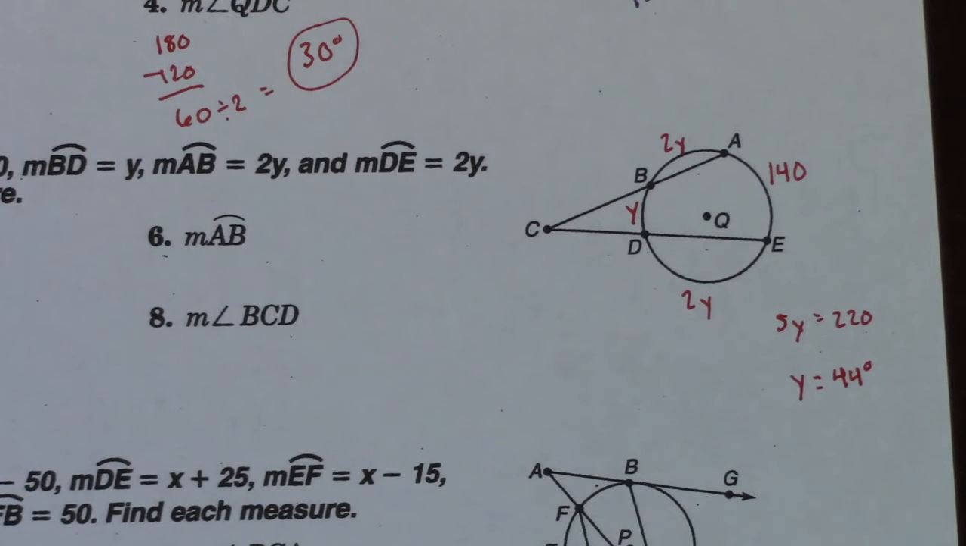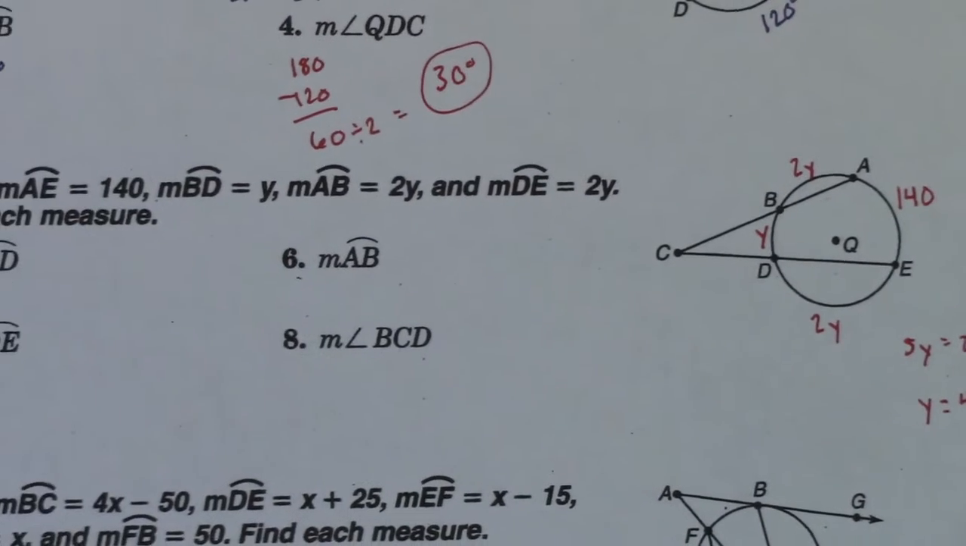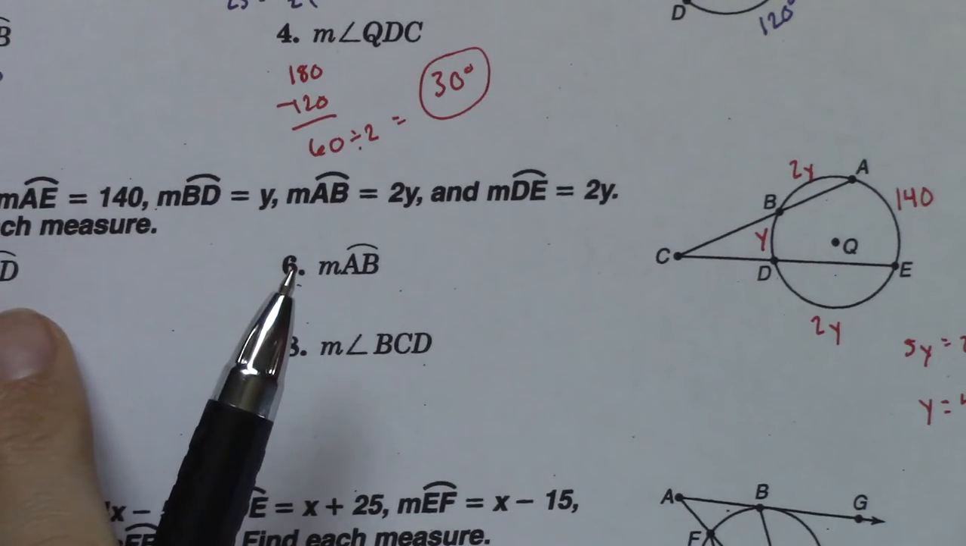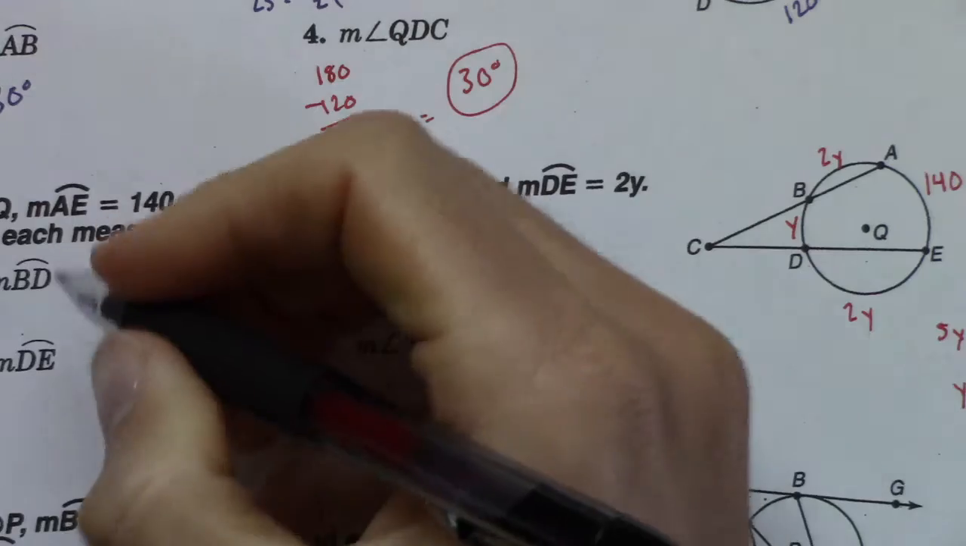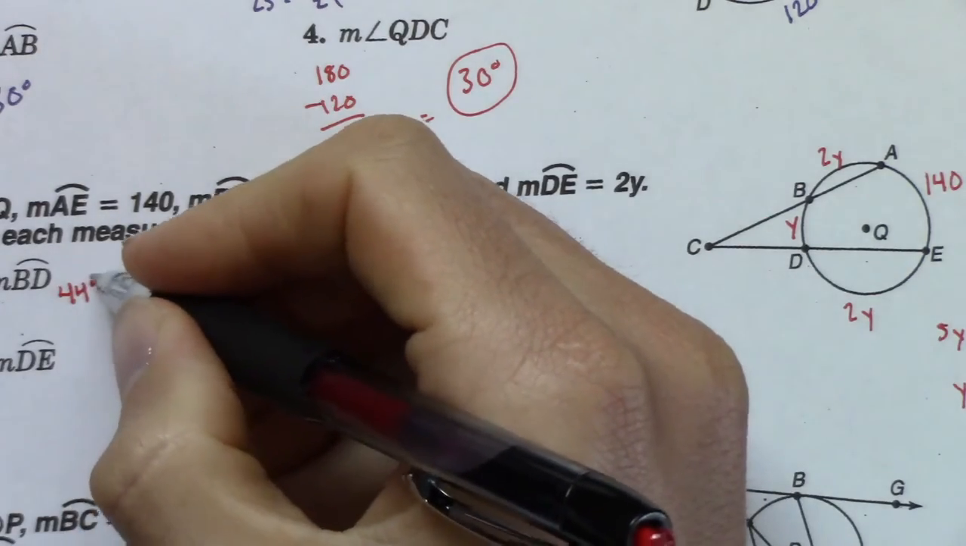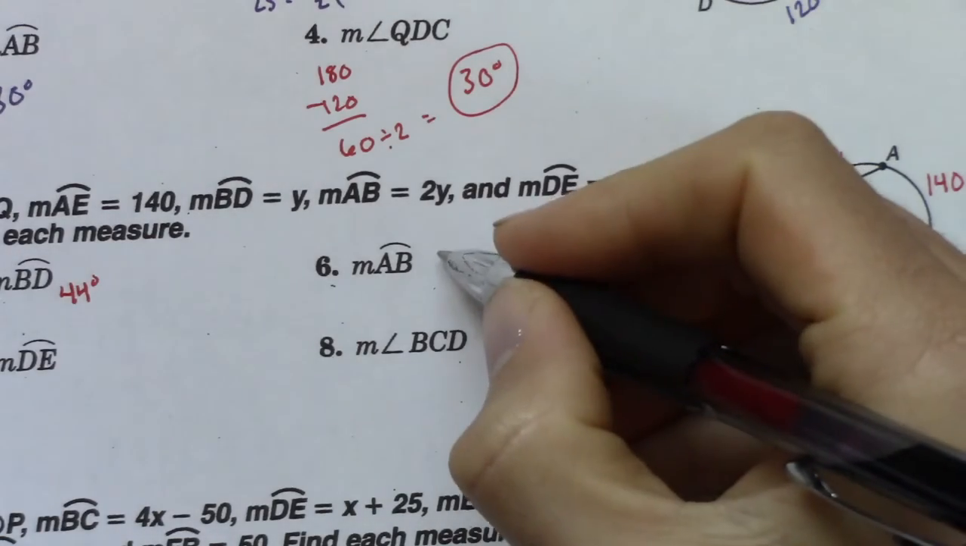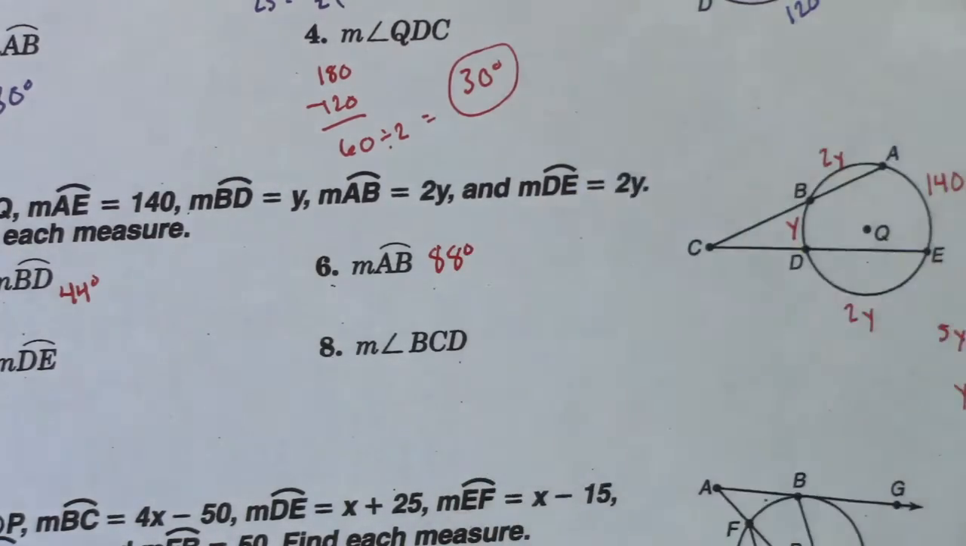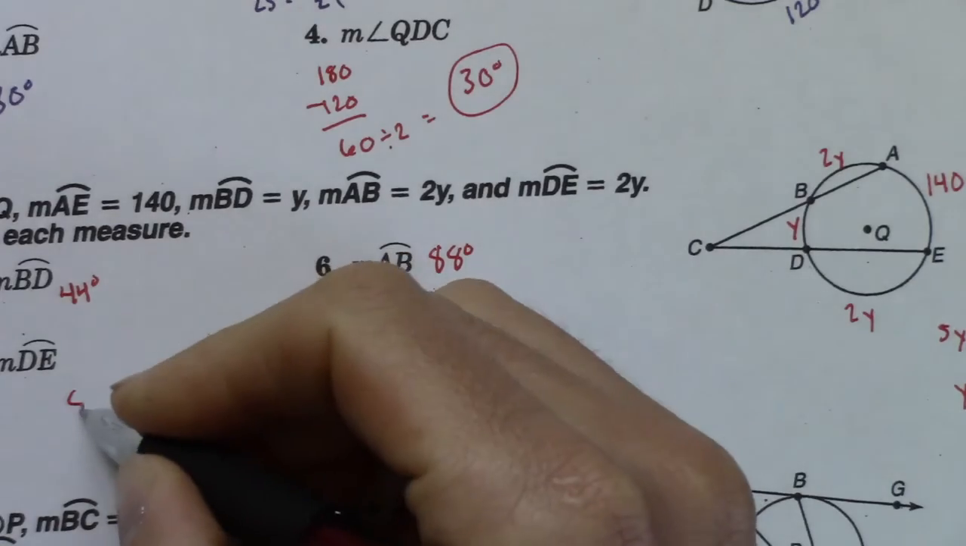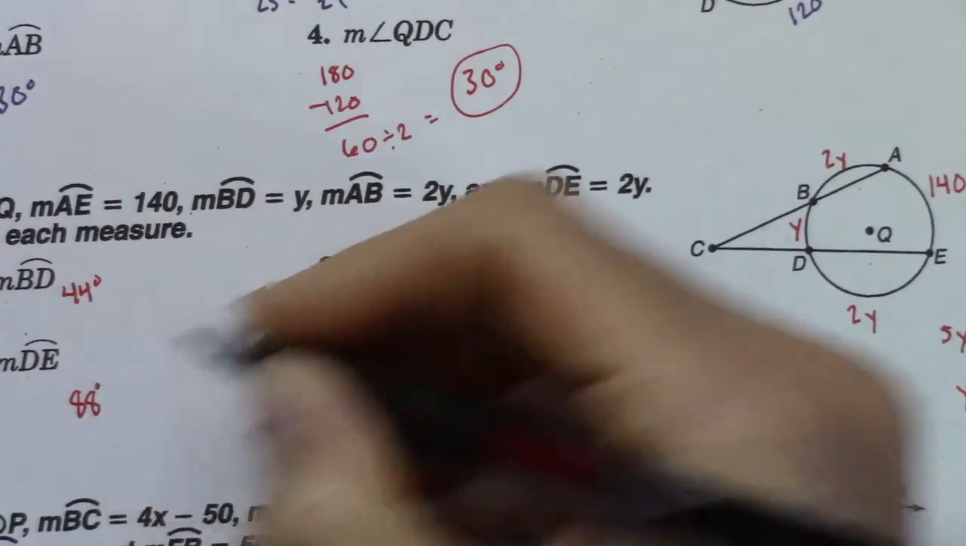I'm just mentally double checking before I do this whole thing wrong. 44, 88, 88. The 88's 90, 188, 220, 360. Okay, moving right along. 5 is BD, which is just Y, and we found it, 44 degrees. Yay. 6 says AB. AB is 2 times that. 2 times 44 is 88. DE, same thing, 88 degrees.